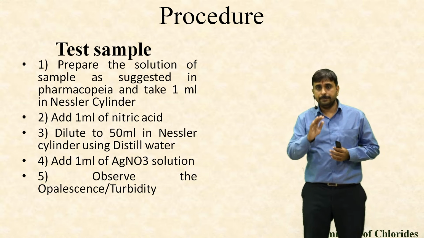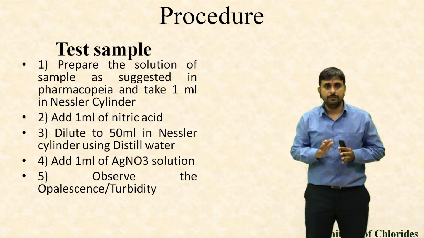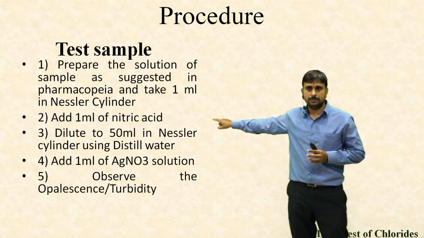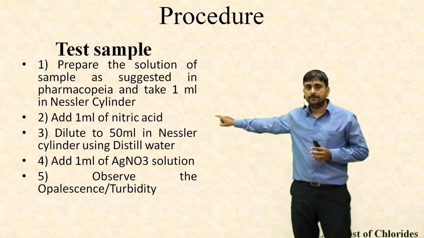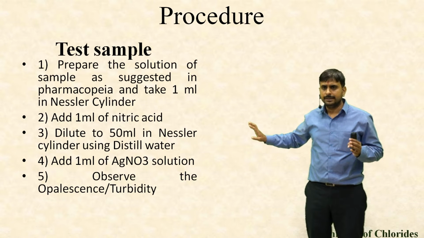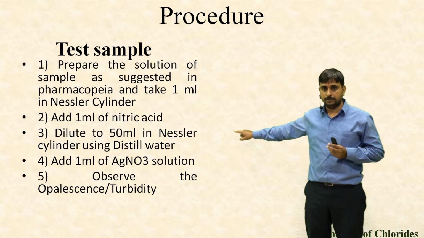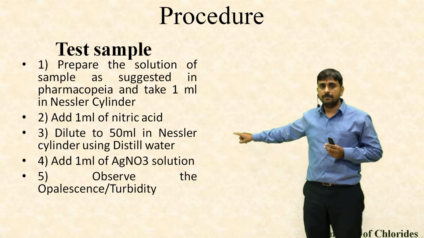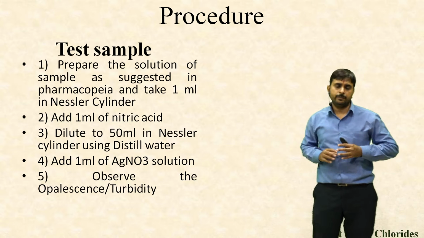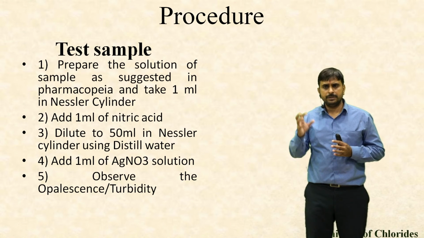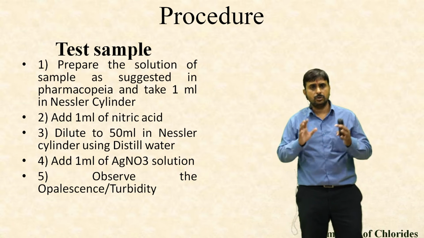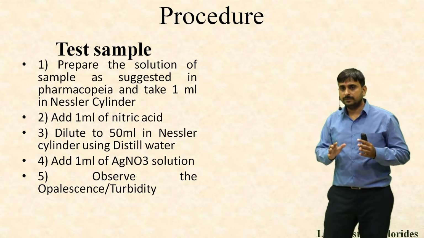After taking 1 ml of sample solution, we will add 1 ml of 10% dilute nitric acid. After it, we will dilute the solution to the 50 ml mark, which I have shown in the Nessler cylinder, and add 1 ml of silver nitrate. After adding the silver nitrate, we will find some turbidity or opalescence appearing in that solution. We will observe the turbidity.